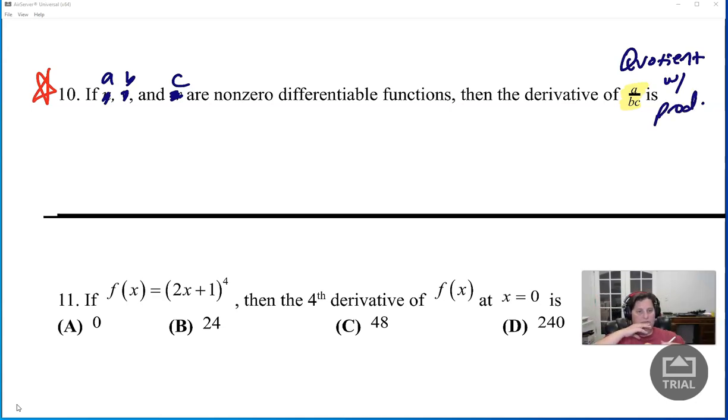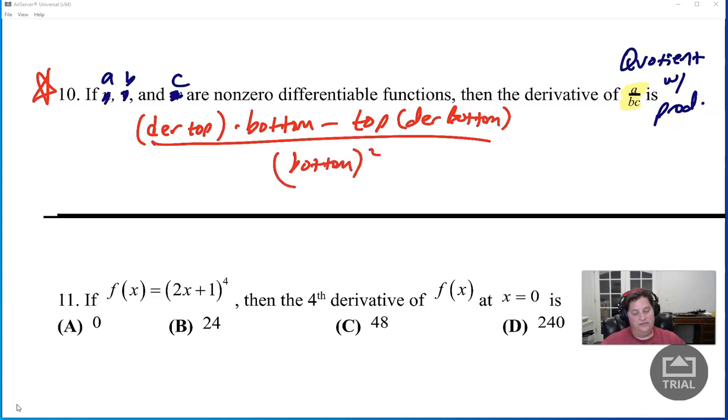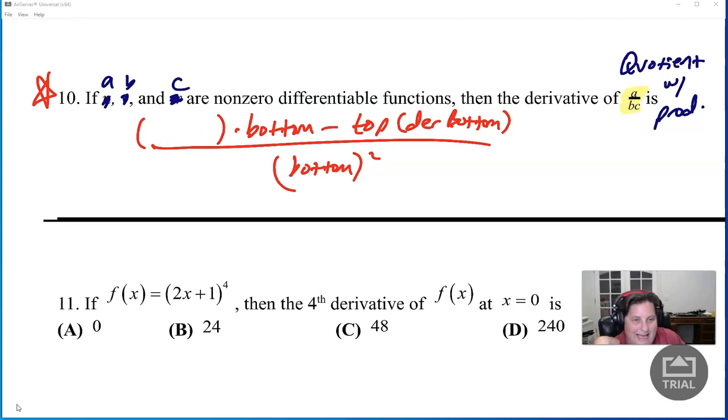Now we're going to start with the quotient rule because that's like the bigger thing that we're doing, and if you wanted to write it as derivative of top times bottom minus top times derivative of bottom over bottom squared, and just start filling stuff in, you can totally do that. All right? Okay, so let's go. Derivative of the top. Well, the top is A. It's a function. It's not a constant. Okay, what's the derivative of A? A prime. Right?